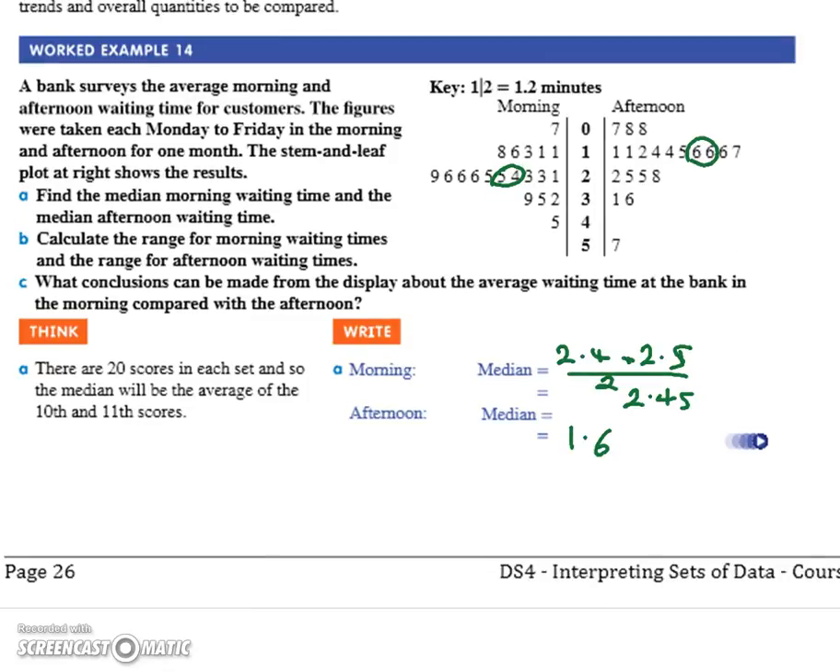Question B is asking for the range. Range in the morning. Well, longest time minus the quickest time. So what's the longest time in the morning? Sorry, mate? 4.5. Stem first, then leaf. Because remember, it's on that bloody left-hand side.